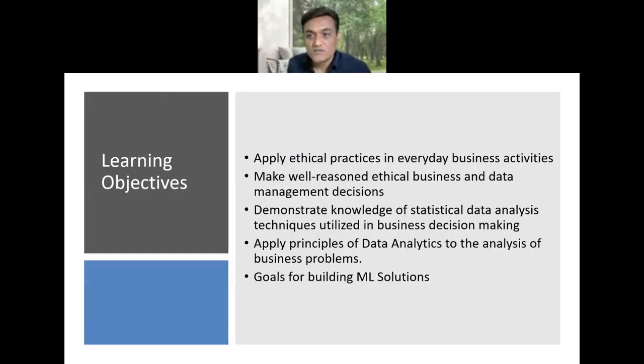So what I have outlined for this session is that we need to apply ethical practices in everyday business activities, make well-reasoned ethical business and data management decisions, demonstrate knowledge of statistical analysis techniques utilized in business decision making, and apply principles of ethics to the analysis of business problems and goals for building ML solutions. So there is a very good course I suggest all of you do if possible. Ethics in Data Science is one of the courses available on Coursera.